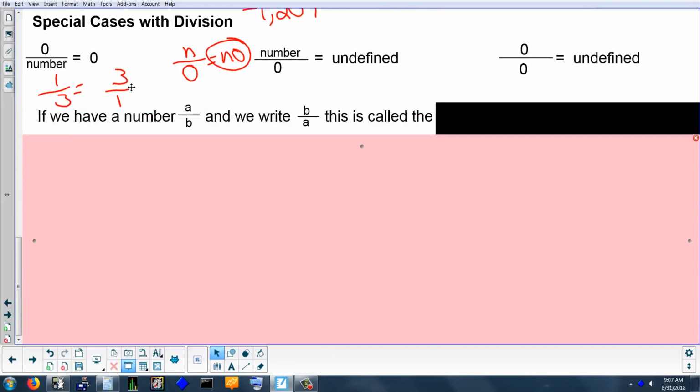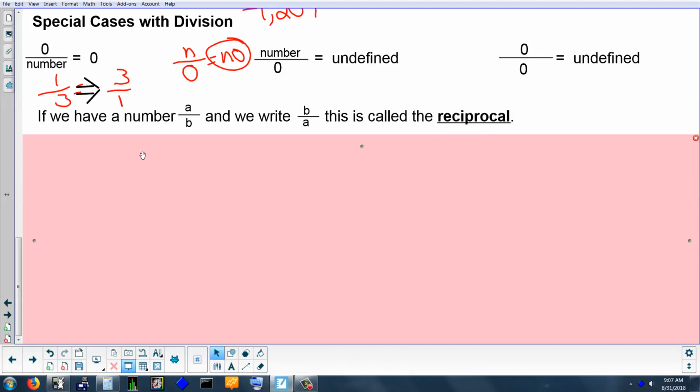So all I'm doing is flipping the fraction. I'm taking the bottom, putting it on the top, taking the top, putting it on the bottom. What's the fancy word for that? Reciprocal. Did you see it up there? No. Okay, good. So reciprocal.